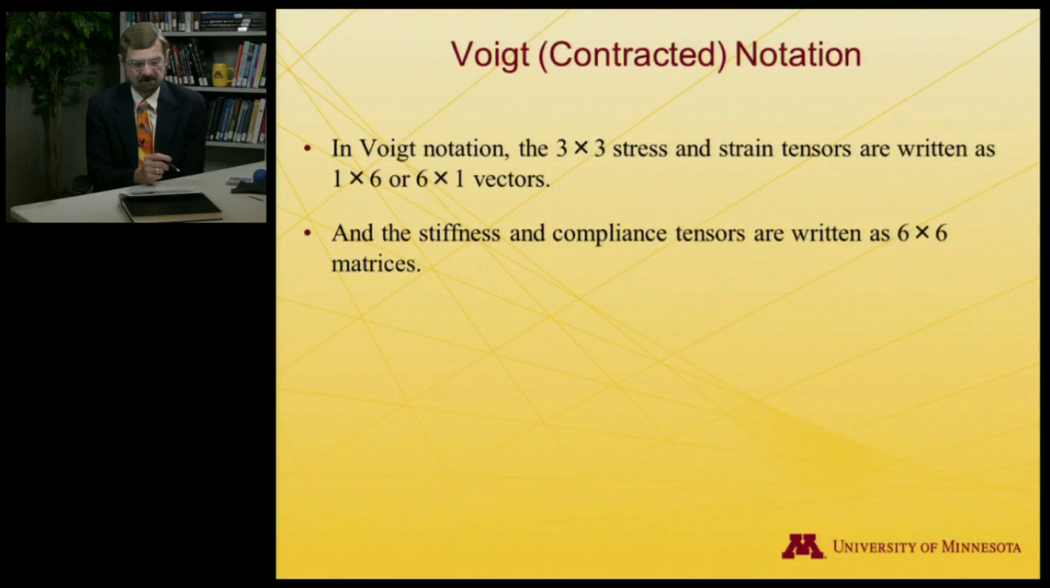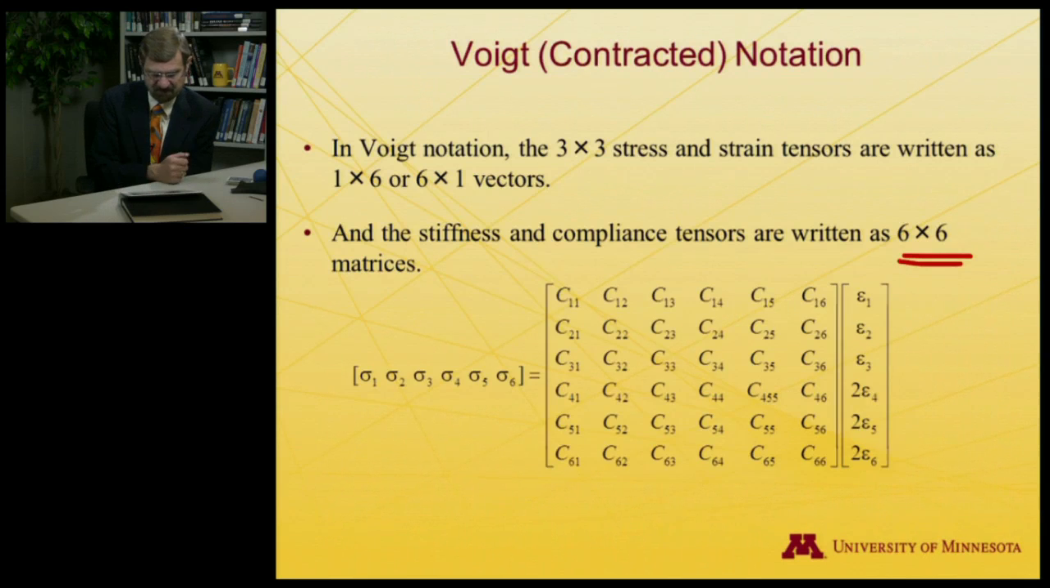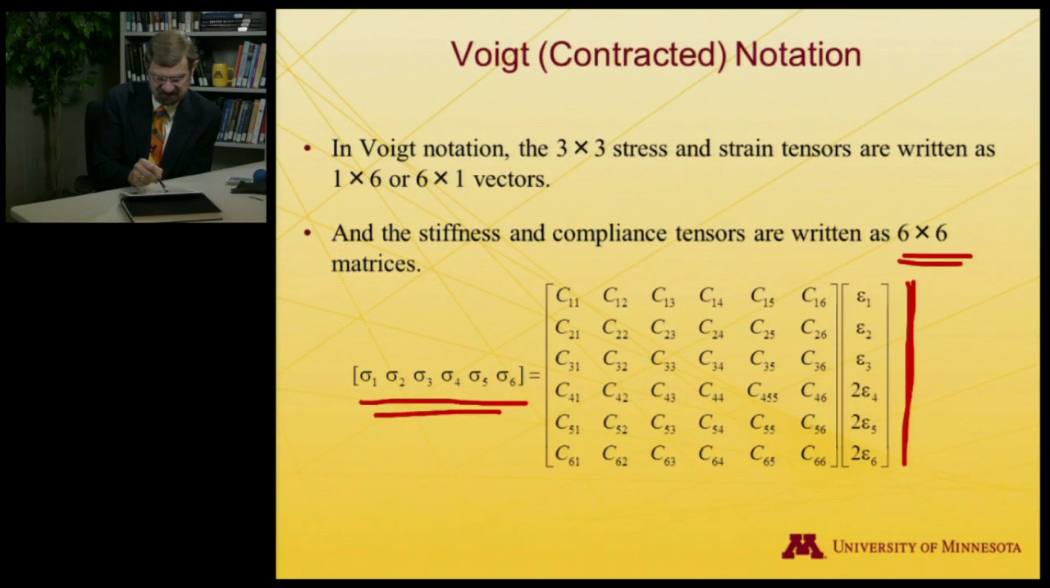All right, if you do that, the cool thing that happens is that you can take the 3 by 3 stress and strain tensors and write them as 1 by 6 or 6 by 1 vectors. And you can write the stiffness and compliance tensors, which are 3 by 3 by 3 by 3 matrices, fourth order or fourth rank tensors, as a 6 by 6 matrix. And that has the following appearance. Here's my stress tensor, written out as a 6-component vector. Here's my strain tensor, written out as a 6-component vector. And here's my, in this case, stiffness tensor that links the two.